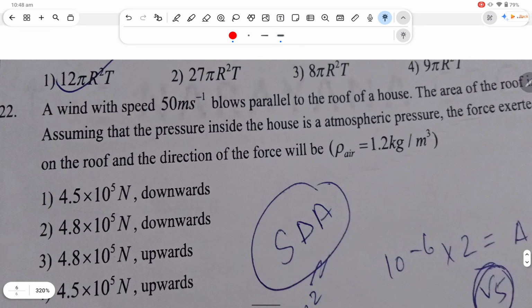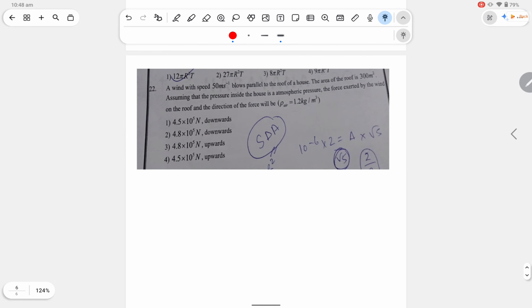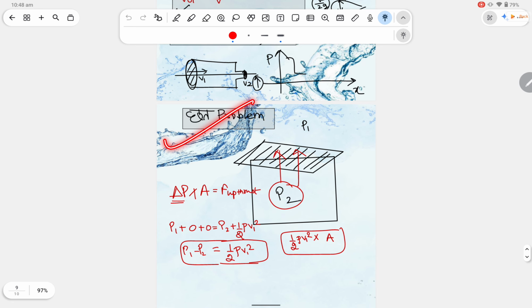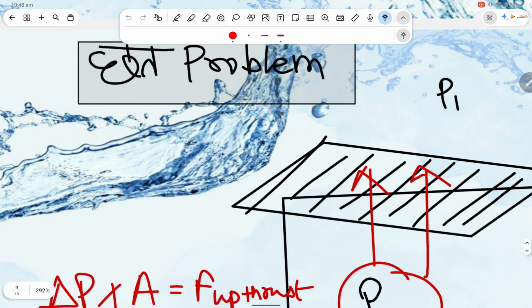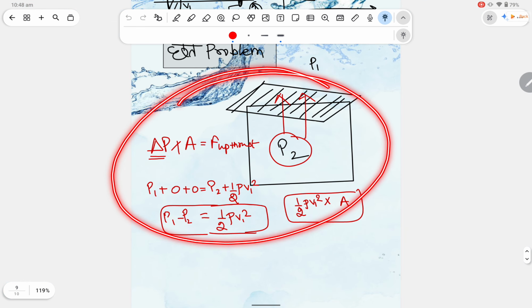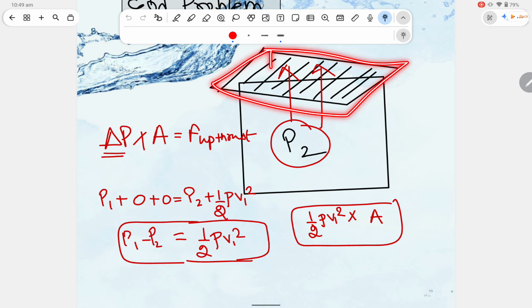A wind which is having a speed of 50 meter per second blows parallel to the roof of the house. So this is a case we call in Hindi the chhat problem. In English it would be like the roof problem. The situation is we have a house, and over the house we have a roof. In certain instances it is made up of steel or iron, as you have in old kind of homes.